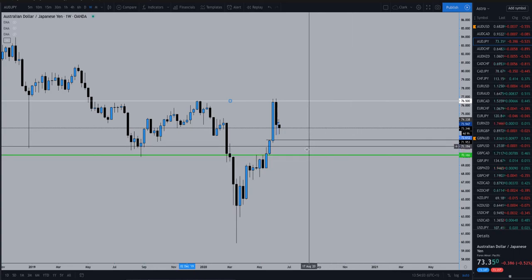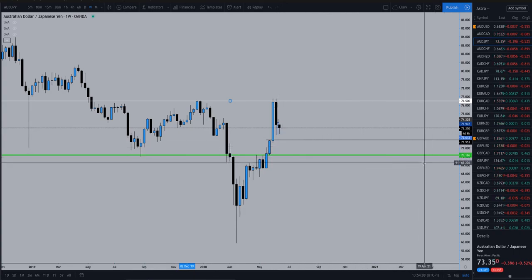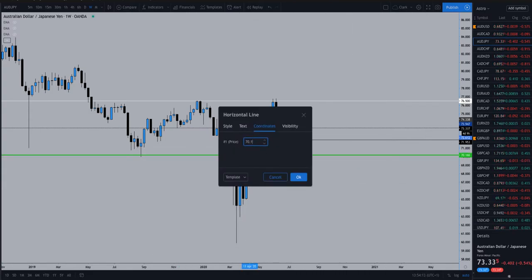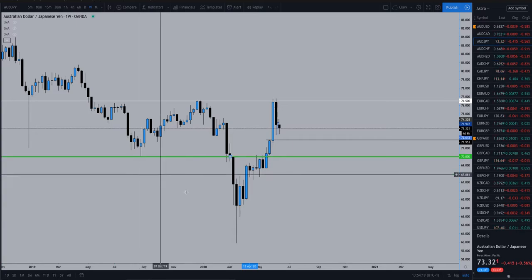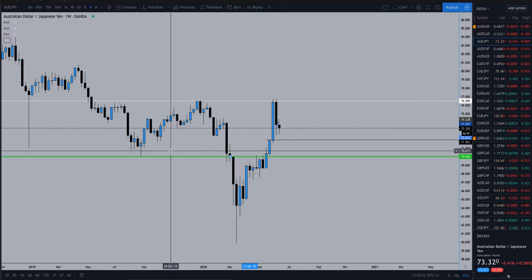I mean, the lower level is already marked here at 71.66. I'm actually going to edit that to just 70. Okay, and look at that. That wick taps 70 perfectly. Okay, so this stuff works. All right.